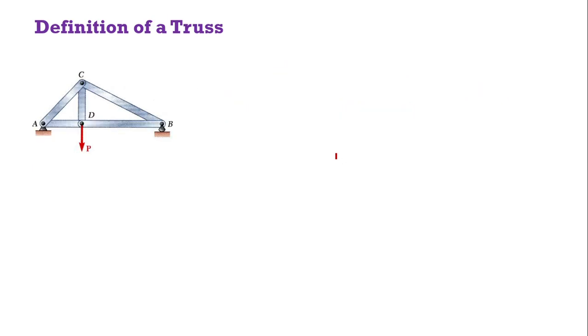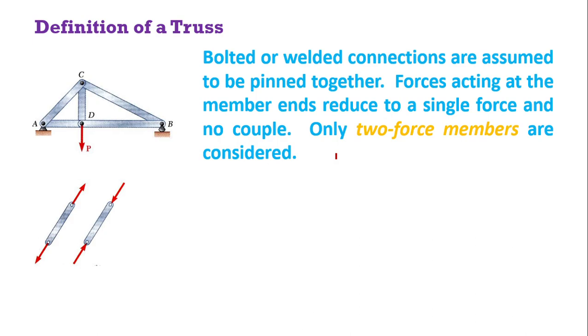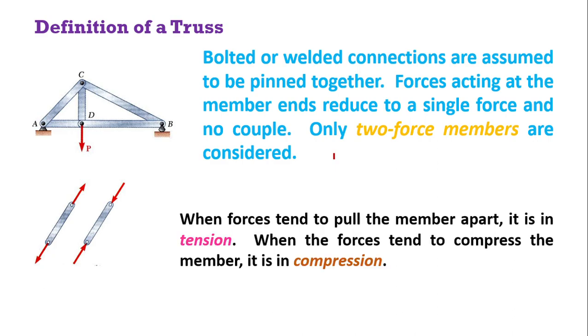So bolted and or welded connections are assumed to be pinned together, forces acting at the members are reduced to a single force and no couple. So only two-force members are considered. When forces tend to pull the member apart, it is in tension. When the forces tend to compress the member, it is in compression. So yan ang tatandaan nyo. To pull and then to compress.